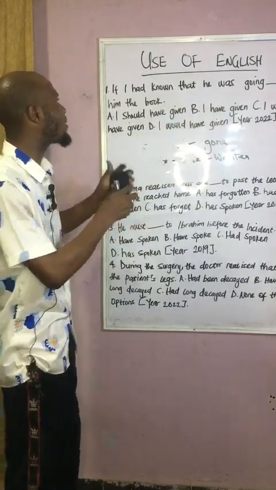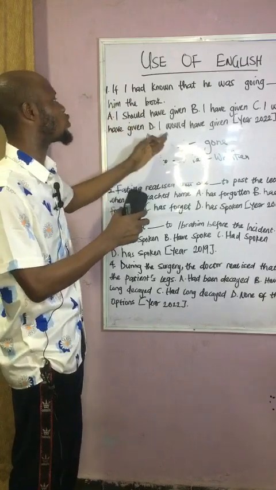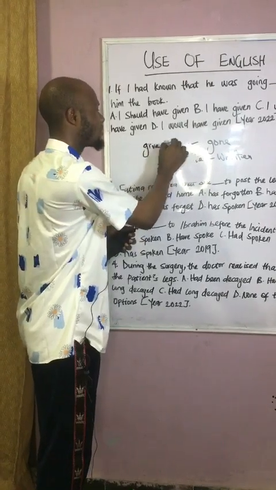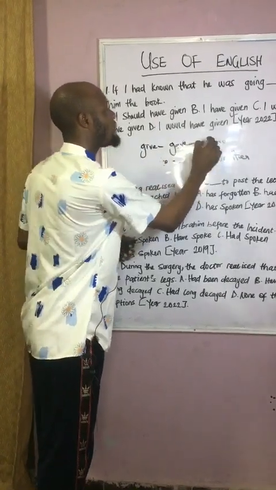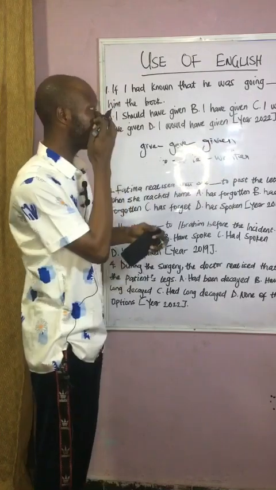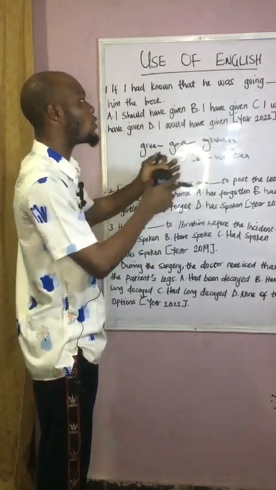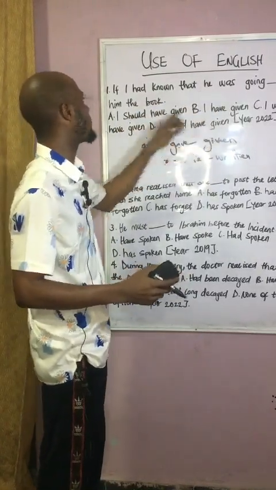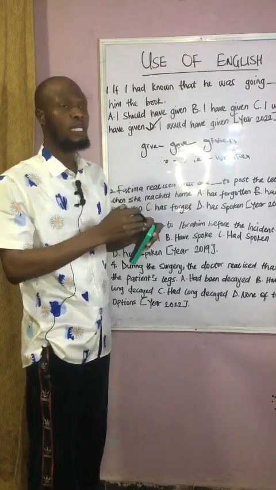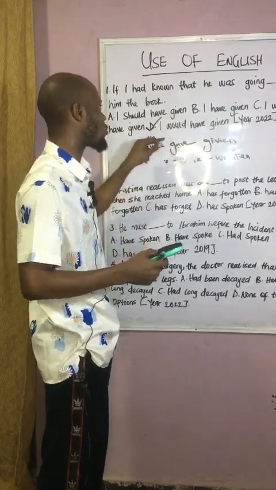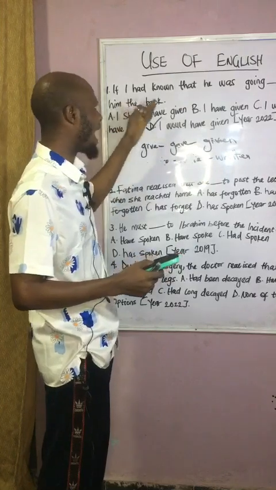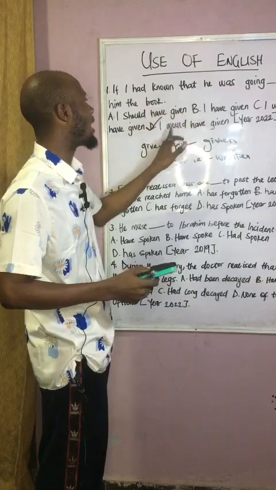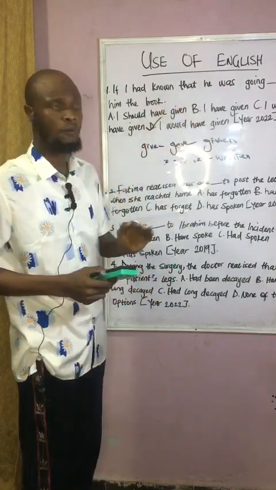The appropriate answer is, because we have I here, definitely we should have something like I would have given. Give, present tense. Gave, past tense. Past participle, given. As such, the appropriate answer that will fill into this gap is, if I had known that he was going, I would have given him the book. The correct answer to fill into this gap is D. If I had known that he was going, I would have given him the book.